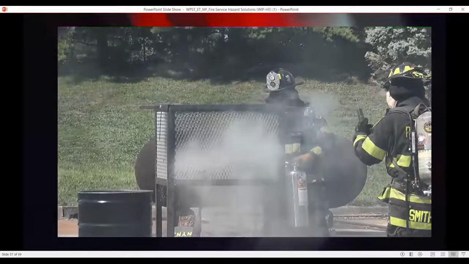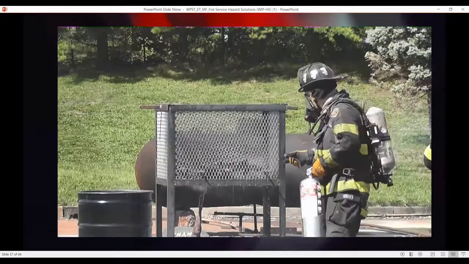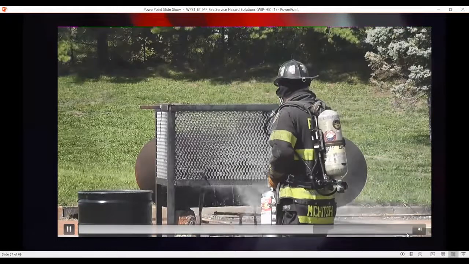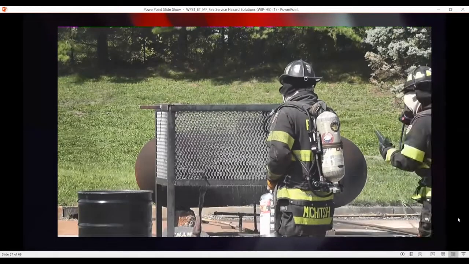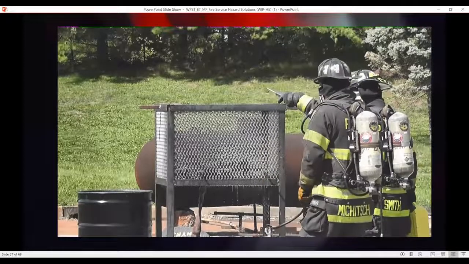So just like we saw with the other testing, rapid extinguishment. You'll even be able to hear here in a second. They're checking that with a thermal imaging camera, and that battery's down to about 91 degrees.